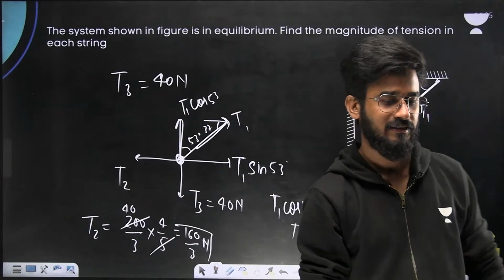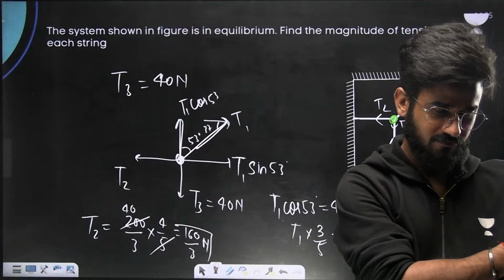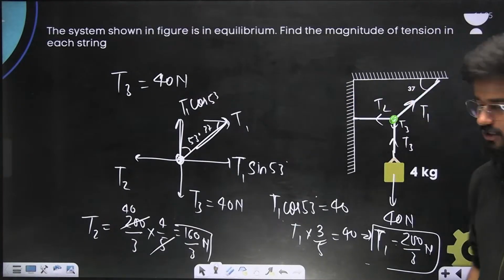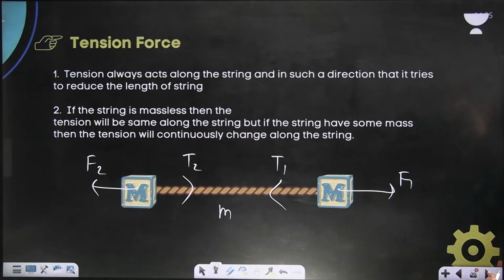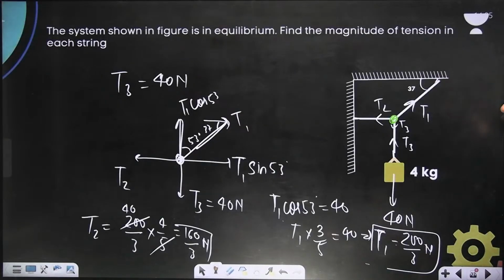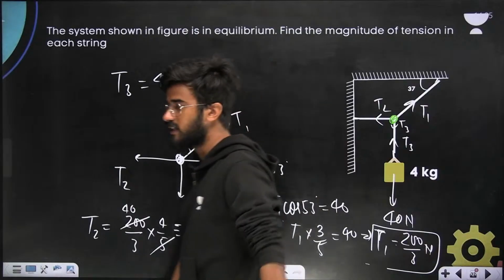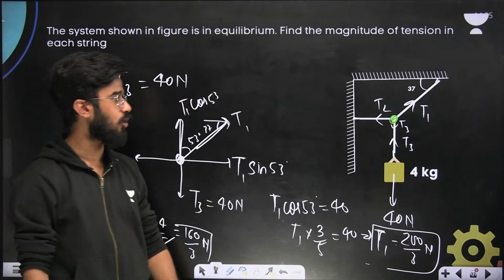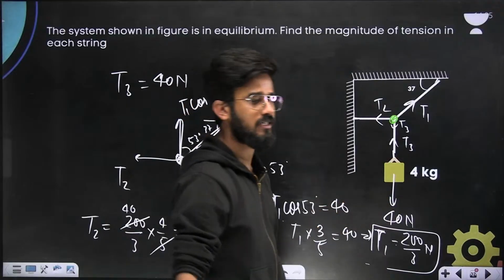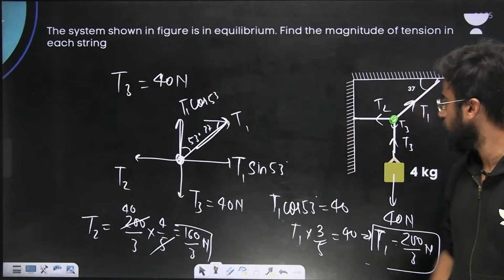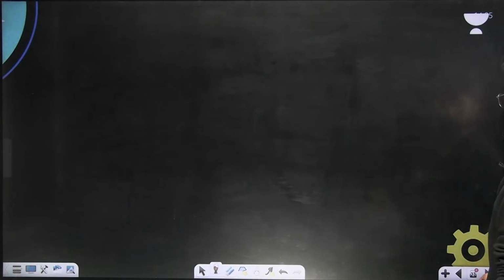Any doubt? Any doubt? Previous question? What was the previous question? There is no previous question. I was just explaining the concept. So this is the question which I'm talking about. So these are the values of tensions in all the strings. This is T1, this is T2, this is T3. Got it? Should we move on to the next thing? We should move on to the next thing.